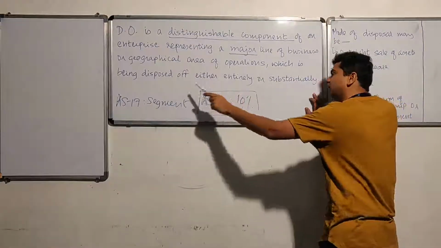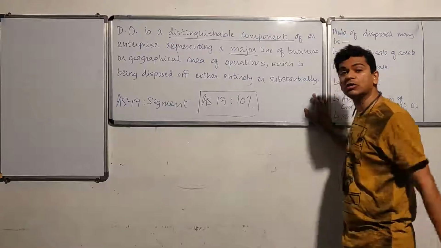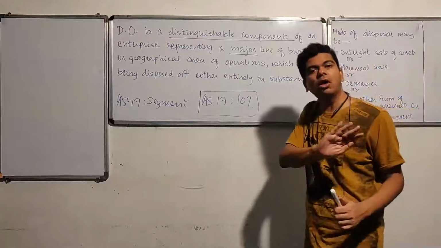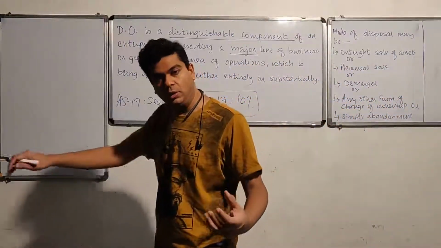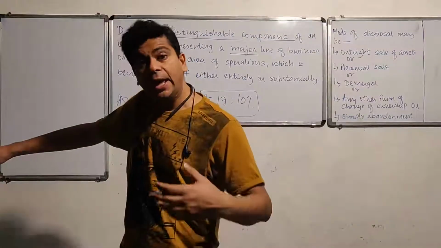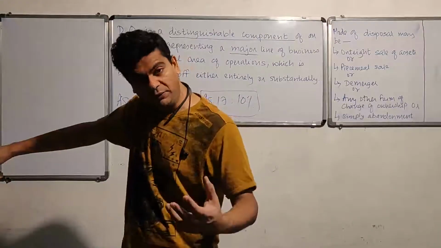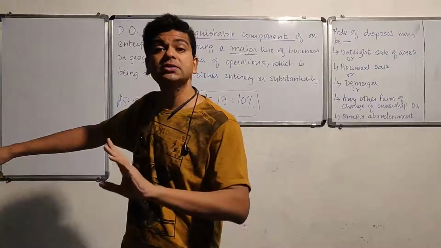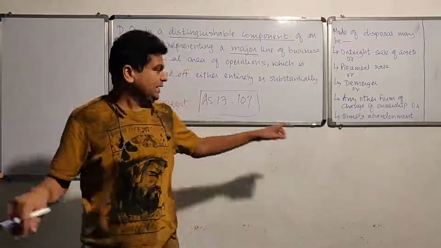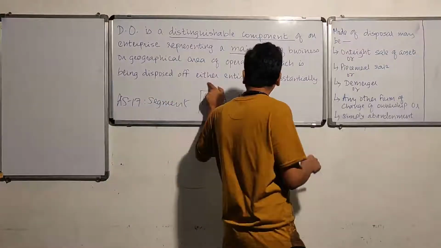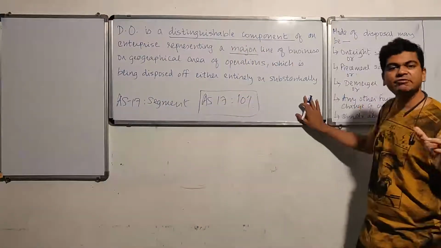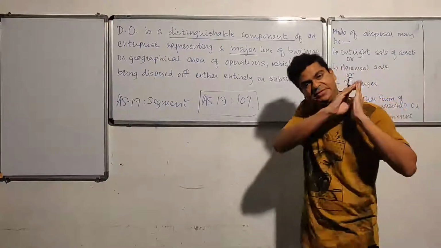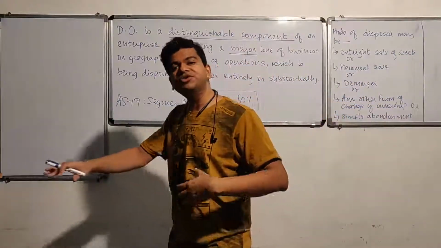What more? Which we are planning to dispose of entirely or substantially. You sell a few assets here and there, that will not make it a discontinuing operation. For example, I am doing a paint business, and one of my machines has worn out, so I want to replace that machine. So I sell that machine and now I buy a new machine. This is not a discontinuing operation, right? You are selling an asset, agreed, but you are not disposing of the entire business. So selling a few assets here and there does not become a discontinuing operation. Either I am selling it entirely or substantially.